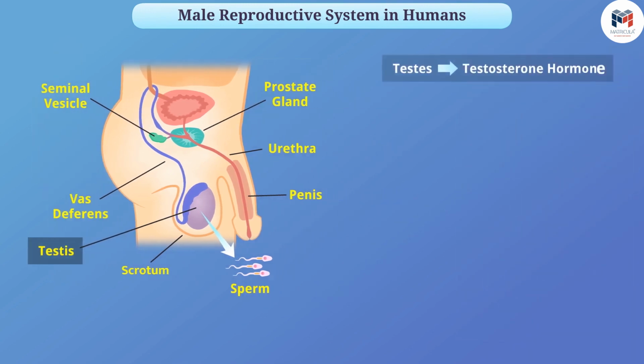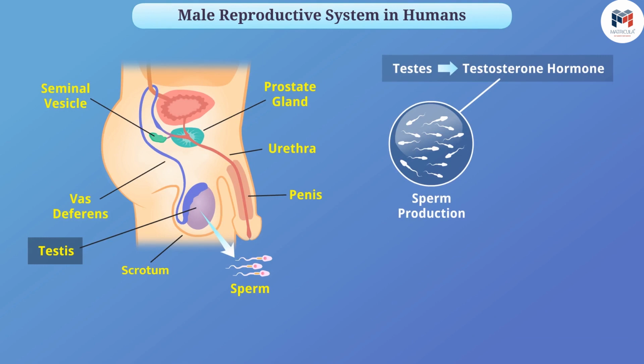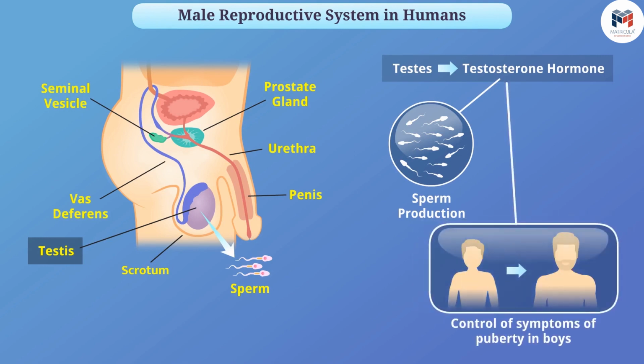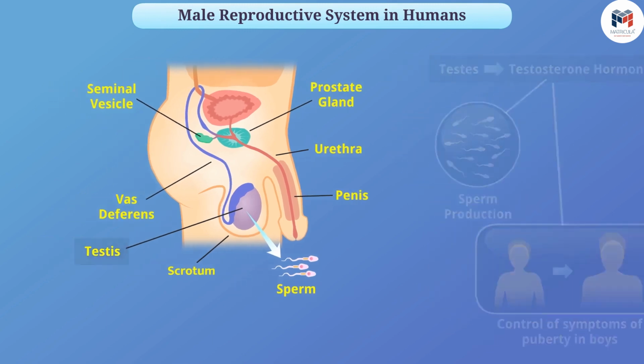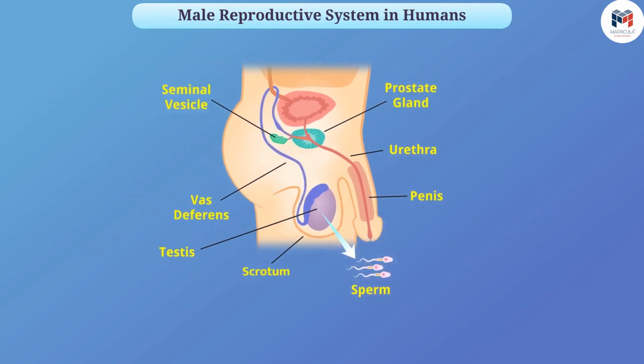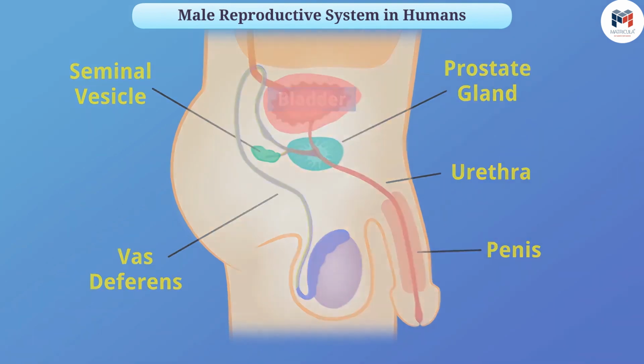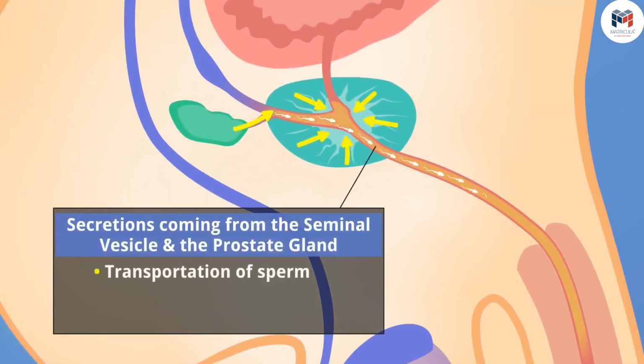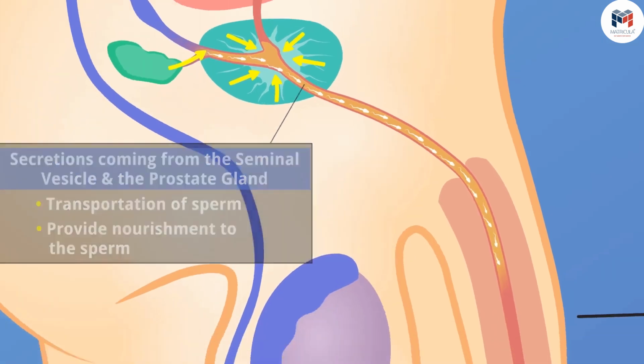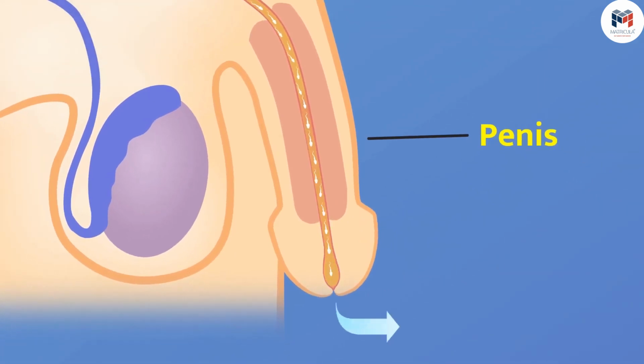Testes also produce a hormone called testosterone, which controls sperm production as well as the symptoms of puberty in boys. Transport of sperm is carried by the vas deferens. The vas deferens joins with the tube coming from the bladder to form a joint tube. The secretions coming from the seminal vesicle and the prostate gland provide fluid medium for the transportation of sperm and also provide nourishment to the sperm. The penis transports the secretion to the female reproductive organ.